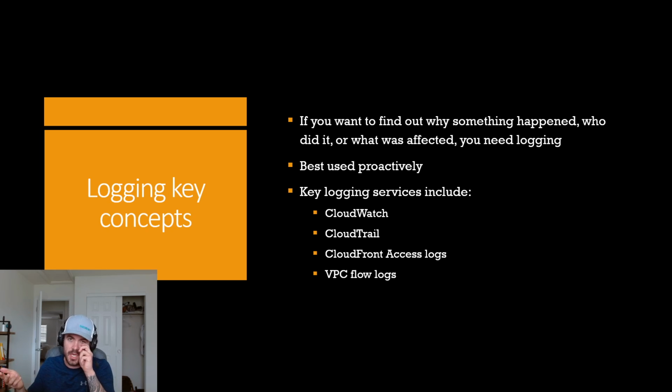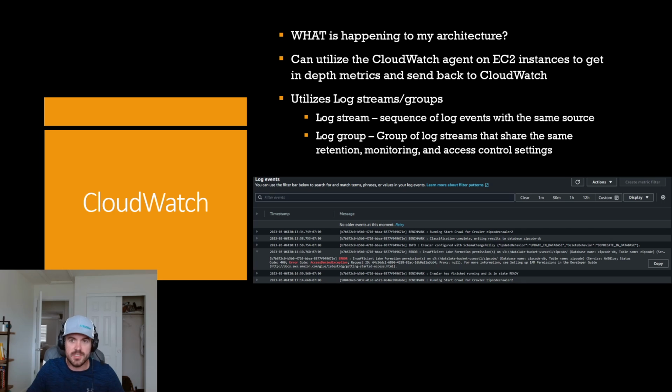But if you're not doing any kind of logging and something happens, how are you going to know what happened? Okay? You need logging to find out why something happened, who did it, what was affected. And also to analyze that for future reference so you can better secure, better prepare, better architect your infrastructure. Key logging services include CloudWatch, CloudTrail, CloudFront Access Logs, and then again, VPC Flow Logs. I said at the beginning we're going to spend a lot of time on CloudWatch and CloudTrail. So here we go.